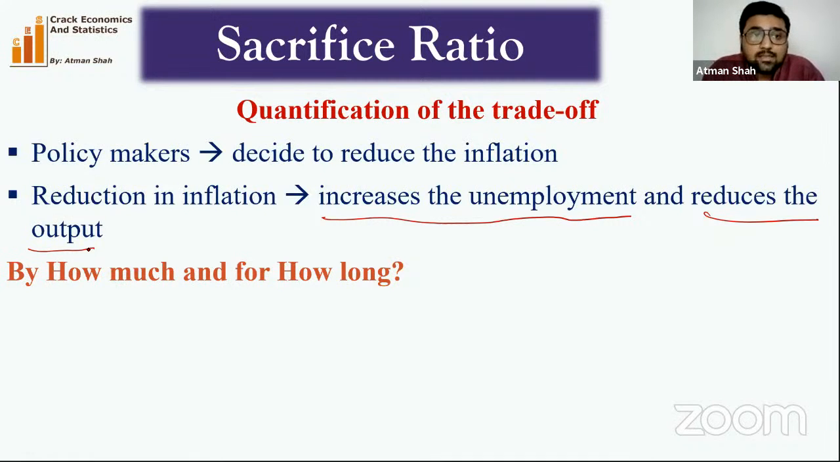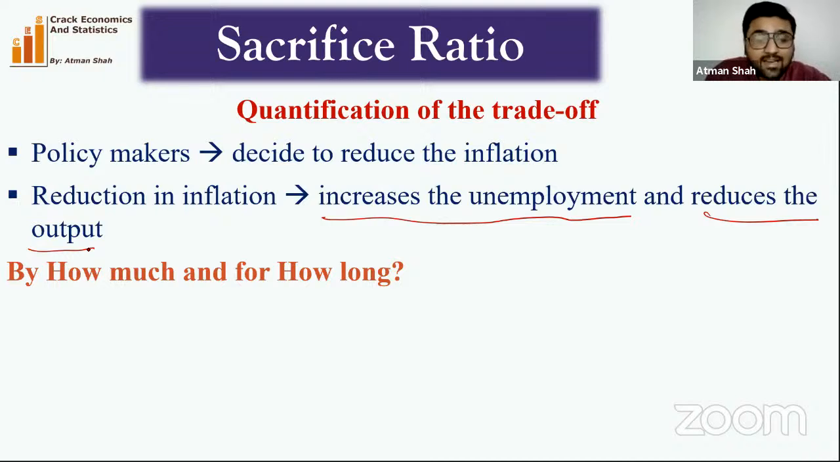If policymakers decide to reduce the inflation, then we have to pay the price in terms of unemployment, but by how much and for how long do we have to compromise the unemployment rate? Similarly, by how much and for how long do we have to sacrifice the loss in the output?